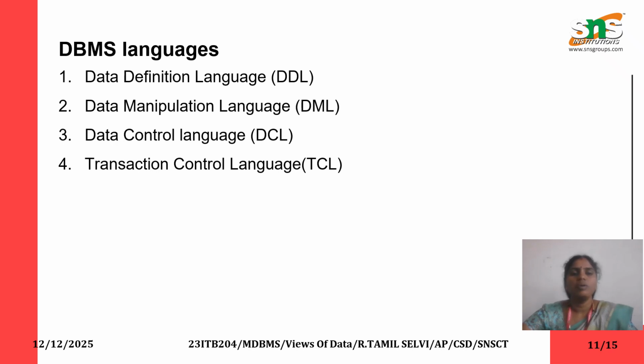And third one is data control language, that is DCL, used to control the access and permission in the database. For example, we can use the commands like grant and revoke for controlling the access and permission in the database. And finally, transaction control language, that is TCL, used to manage the transaction and ensure the data consistency. For that purpose, we can use the commands like commit, rollback, and save point.